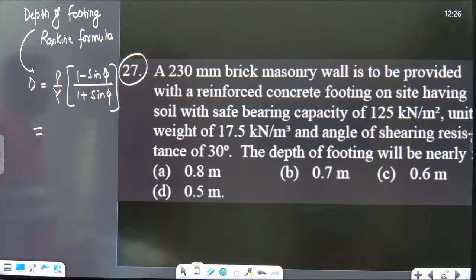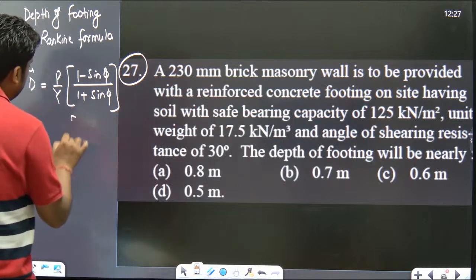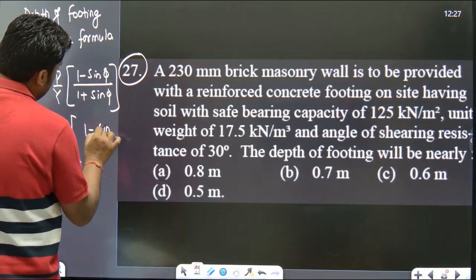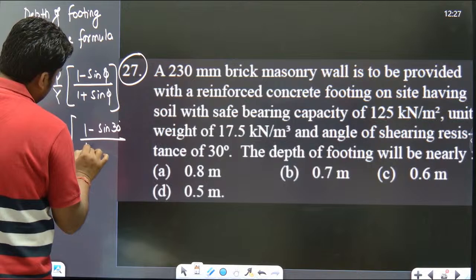Okay, a 230 mm brick masonry wall is to be provided with reinforced concrete footing on site, having soil with safe bearing capacity of 125 kilonewton per meter square, unit weight of 17.5 kilonewton per meter cube, and angle of shearing resistance of 30 degree. Depth of footing. Okay, depth of footing. You can see very carefully friction angle is given. So 1 minus sin 30 degree upon 1 plus sin 30 degree.